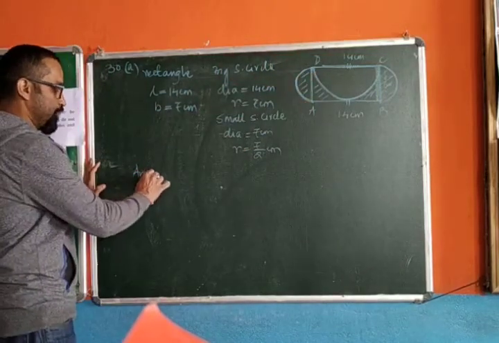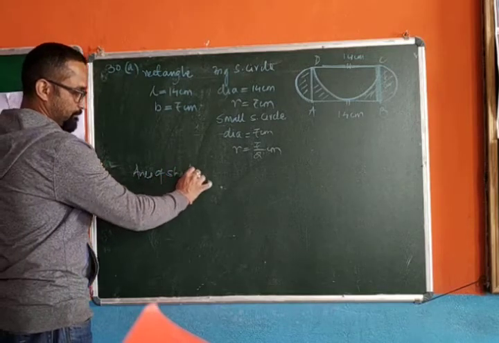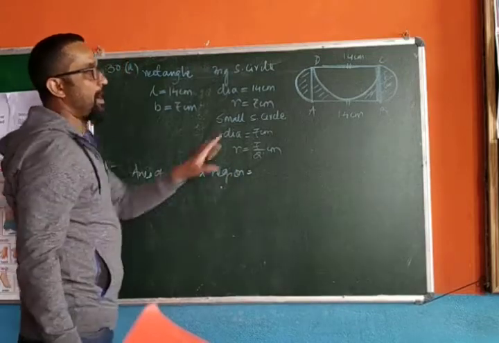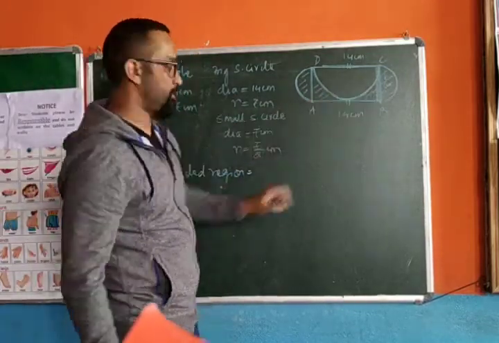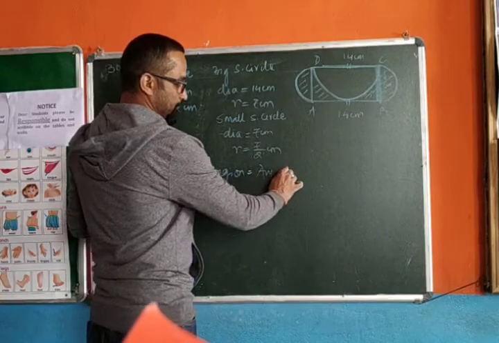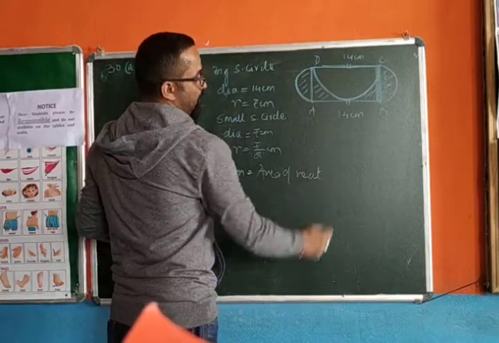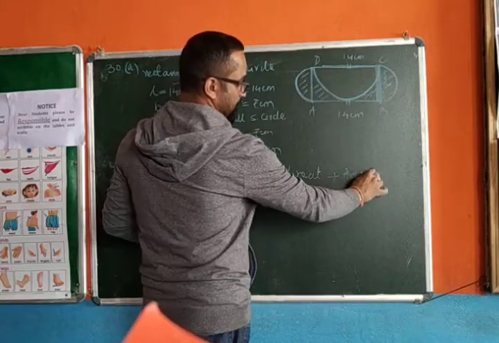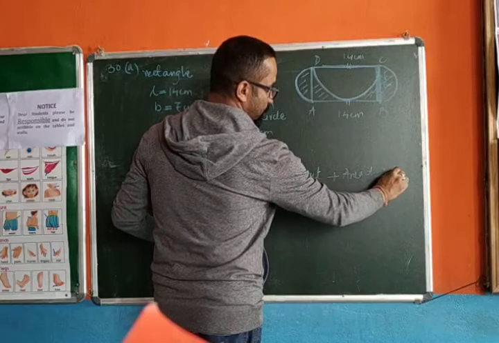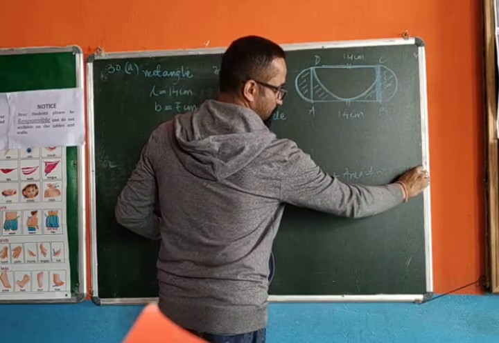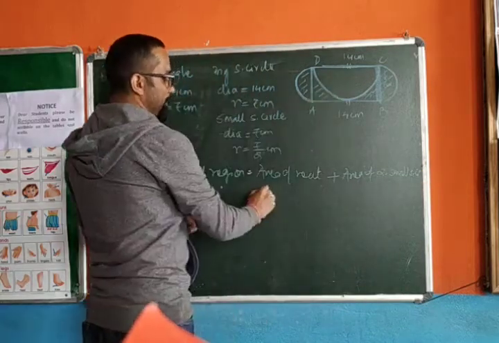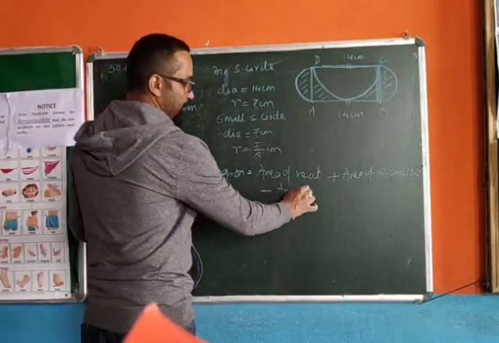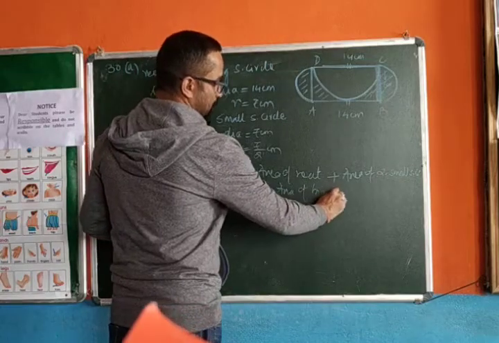Area of shaded region. You have some part of rectangle shaded, so area of rectangle plus area of 2 small semicircles is shaded. Big semicircle is unshaded, so you have to subtract it. Area of big semicircle.